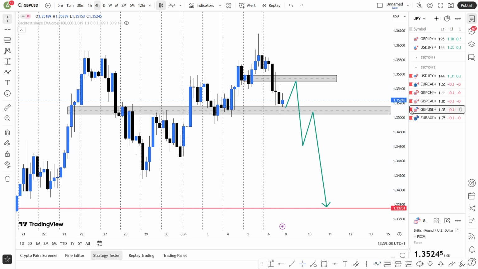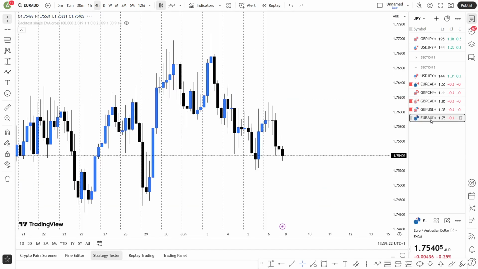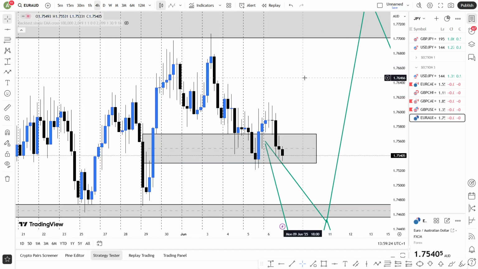So we've done GBPUSD, we've done EURCAD, we've done GBPCAD. Okay, let's look into EURAUD. EURAUD, what are we expecting for EURAUD?